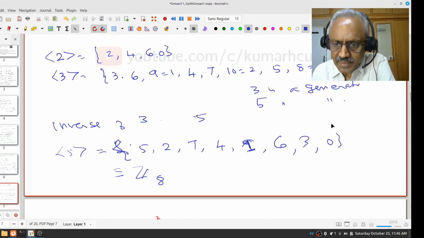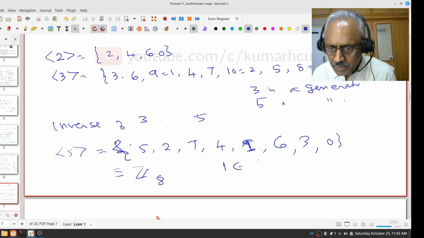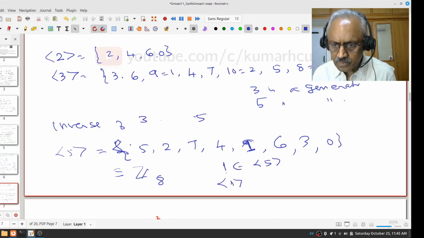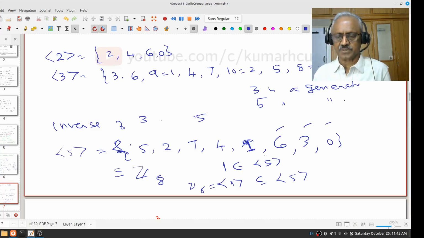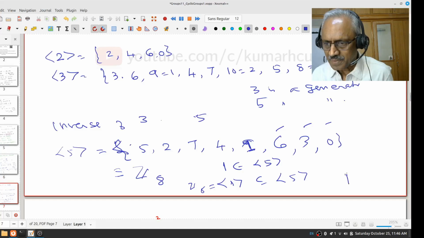Is that okay? Right. Now notice that we had already observed that 1 belongs to this subgroup. That means the cyclic group generated by 1, the smallest subgroup containing 1, is contained in this. But this we already know is Z8. Therefore, the moment I found 1, I need not have carried out these operations. How many of you understand this?